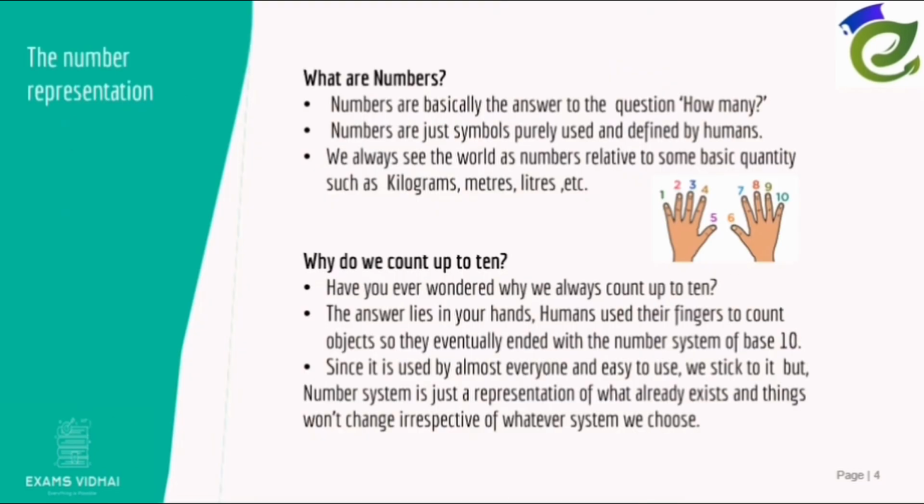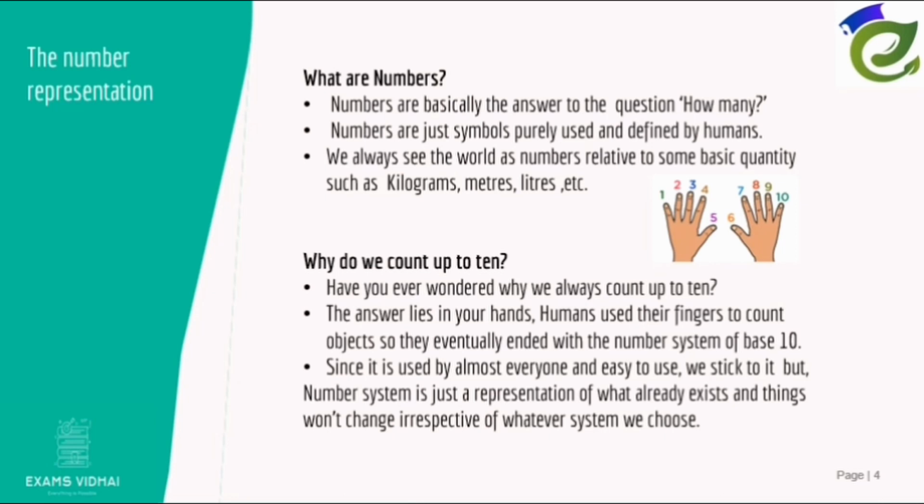So what are numbers? Numbers are basically the symbols used to represent the answer to the question how many. You can come across this question a lot of times in your life. How many liters of milk should I buy today? How many kilograms of sugar do you have to buy? How many kilograms of mango? Like that, you will always end up with the question of how many.